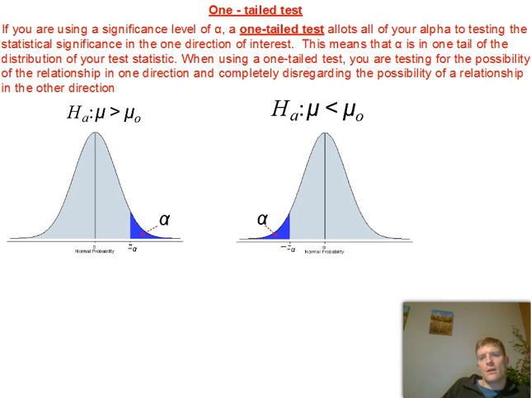When using a one-tailed test, you are testing for the possibility of the relationship in one direction only, and completely disregarding the possibility of the relationship in the other direction. So if you're looking at mean is greater than some value, then you're completely disregarding to the left, which is less than, and vice versa.